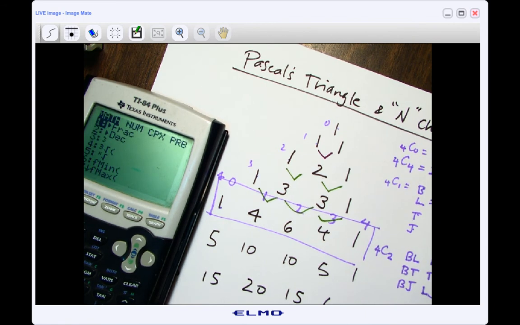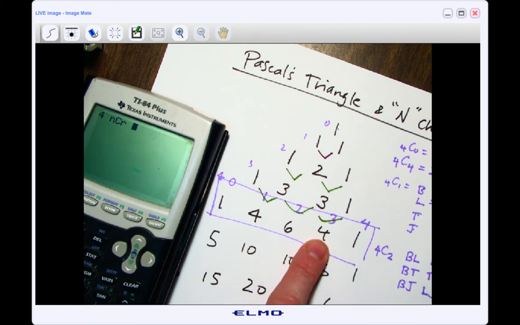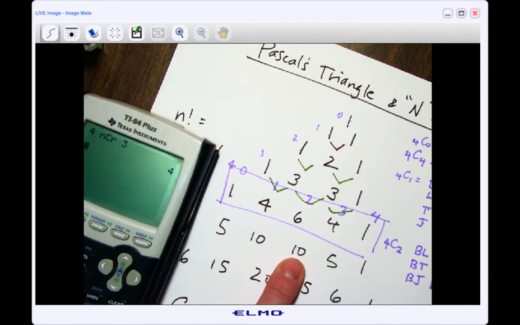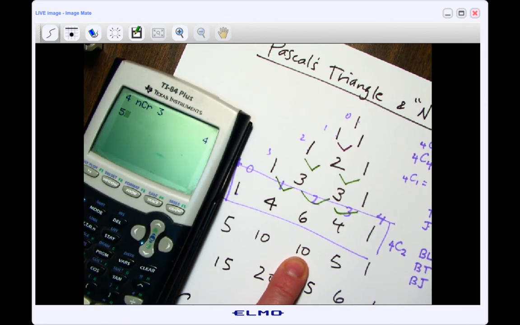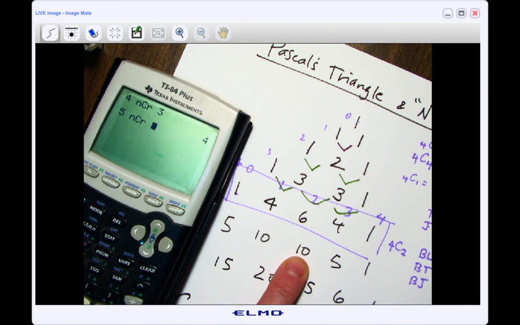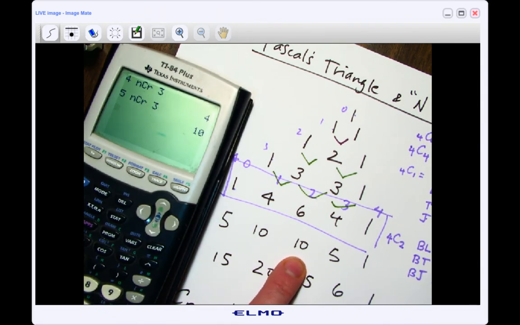We got math, and we're going to do, oh, again, I didn't do it right. We're going to do 4, and then I'm going to hit math, and then we're going to do 3, and we're going to pick, well, we'll do this one, 3. And there, it's a 4. And down here, this would be the 5th row. So this would be 0, 1, 2, 3. So let's do 5, math, probability. Choose, what did I say? 0, 1, 2, 3. And you get a 10.